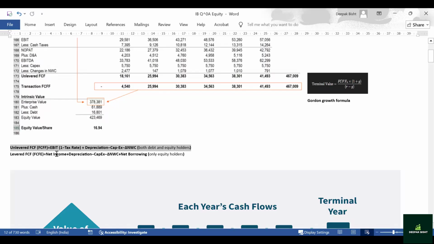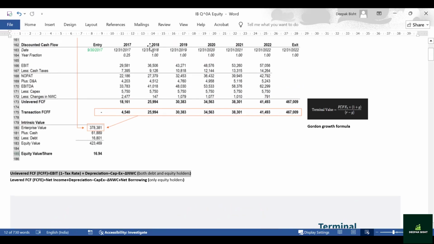So EBIT adjusted for tax rate, we add back depreciation, we subtract capital expenditure, and we subtract the changes in net working capital. So adding $100 in capital expenditure in year 4 will reduce our free cash flow: one, two, three, four. If we subtract $100 from 5750, it will reduce our unlevered free cash flow by $100. So it will be 37301.